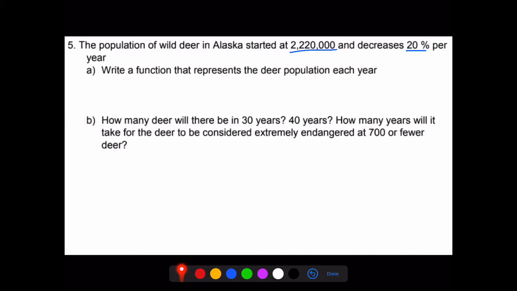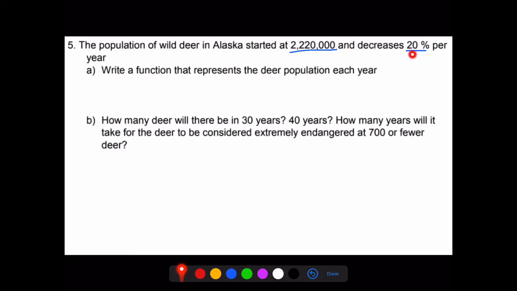So looking at this, what we have currently with our setup, because again, we want to focus on A, and then we can try out B. So with A, we just want our function, so these will be written in the form A times our B value raised to the power of x.